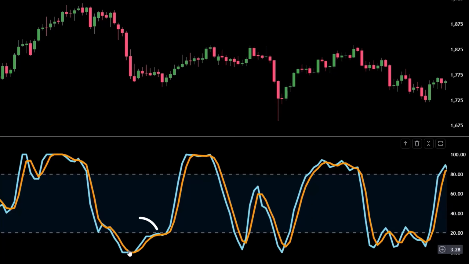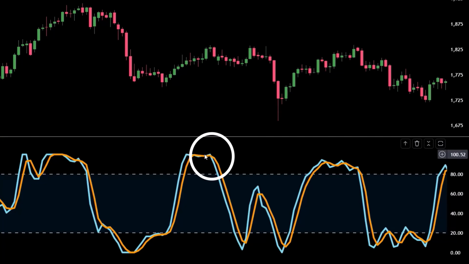Now watch the moment when the blue line crosses above the orange line while we are below 20. That's a possible early bullish signal. Not because price already moved, but because momentum is starting to change. The same idea works on the top. When a stochastic RSI is above 80 and the blue line crosses below the orange line, that's a possible bearish signal.